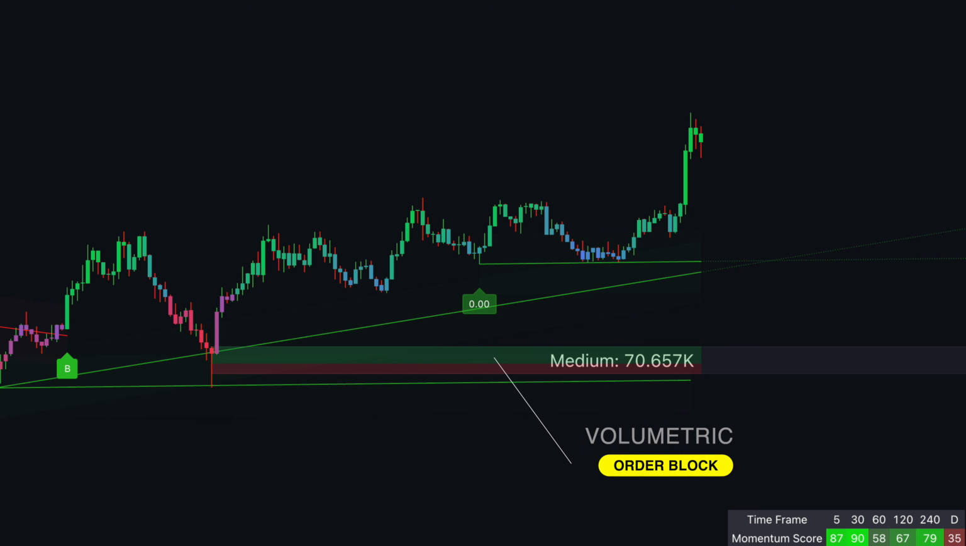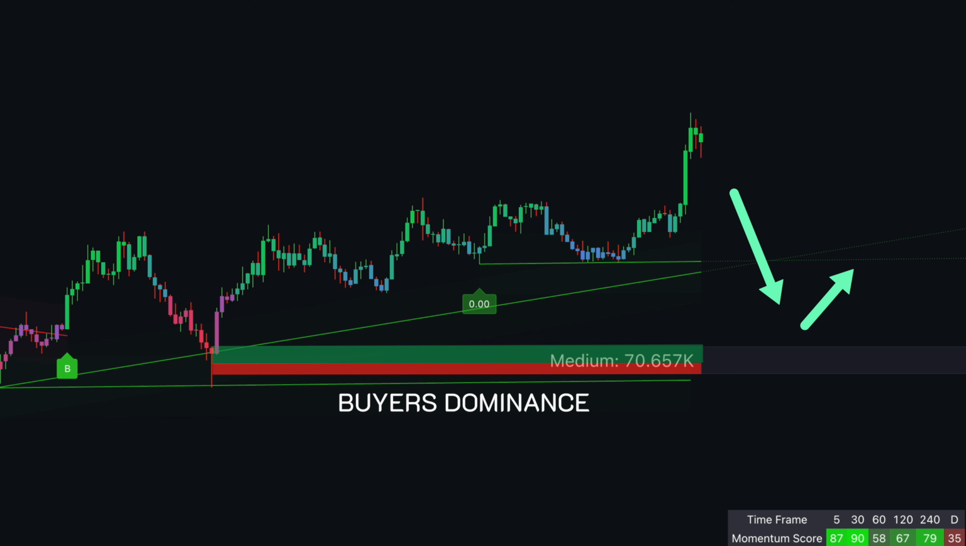Volumetric order blocks can act as strong support or resistance levels. A bullish block might act as support, suggesting a potential rebound area.